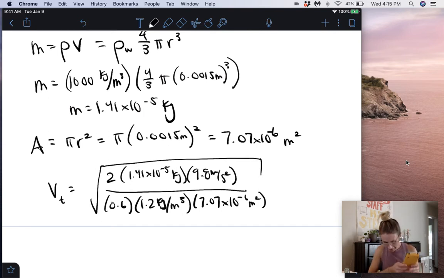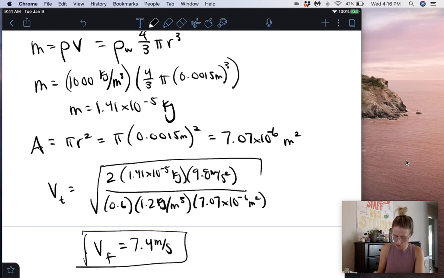So all of that, 2 times 1.41 times 10 to the negative fifth times 9.8, divided by 0.6 times 1.2 times 7.07 times 10 to the negative 6, square root of all of this, and we end up getting velocity is equal to 7.4 meters per second. And that's our terminal velocity. I put V final. This should be VT, as in terminal velocity.